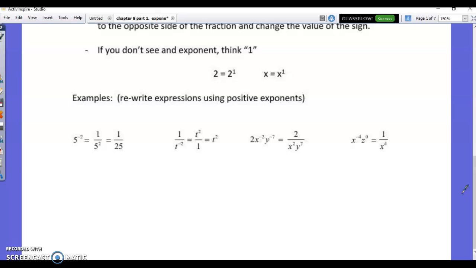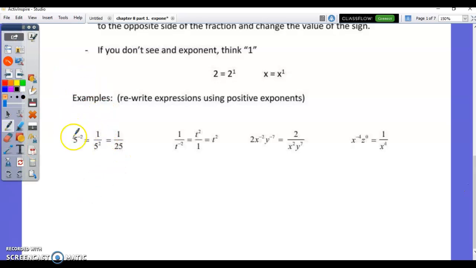All right, so if I look at rewriting expressions using only positive exponents, we are going to either move a portion of it to the bottom or top of a fraction, or we are going to just leave it. So if we look at this, 5 to the -2, that moves to the bottom, and 1 would go on top because we think of this as over 1. And then 5 squared is 25. Over here we have 1 over t to the -2. That goes up, becomes a positive, and the 1 would be on the bottom, so it's just t squared. Here again, if you see just a number without an exponent, think of it as a 1.